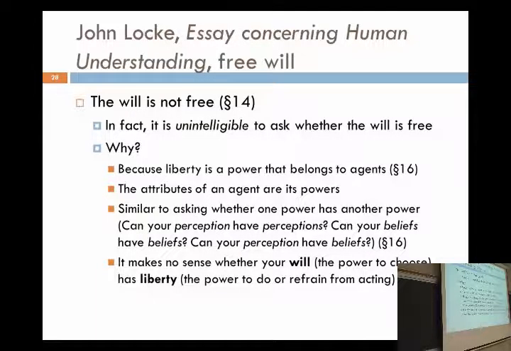So the will is an attribute of an agent because the will is one of its powers. And likewise, liberty is one of the agent's powers. But when you ask, is the will free, what you're asking is whether one power, willing, has another power, being free. And he thinks that's crazy. That's like asking, can your perception have perceptions? Can your beliefs have beliefs? Or even better, can your perception have beliefs? That would be weird to ask any of those questions, right? You don't say that your perception has beliefs, or that your beliefs have perceptions. You say, I have beliefs, and I have perceptions. Those are two separate things I possess. They don't belong to one another. Likewise, I have the ability to will, and I have the ability to act freely, but my will doesn't have the ability to act freely.